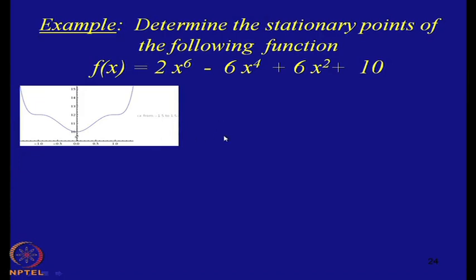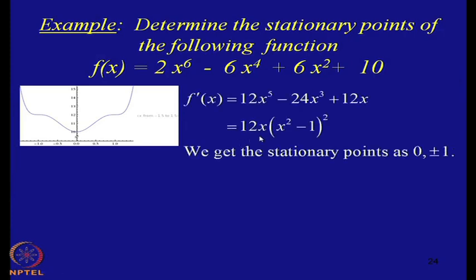We will first see the stationary points, the possible extreme or possible optimal points. For that, again we will apply the necessary condition. The necessary condition tells us to take the first order derivative of the function and equate it to 0, and we get the necessary points at 0 and plus minus 1. But at plus minus 1, from the graph, it is clear that the function cannot have any maxima or minima.